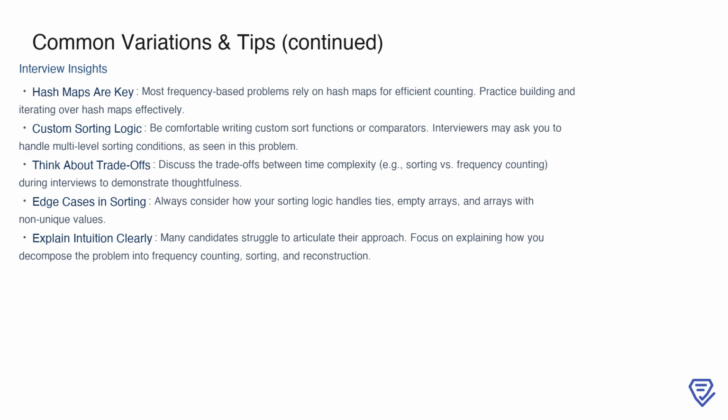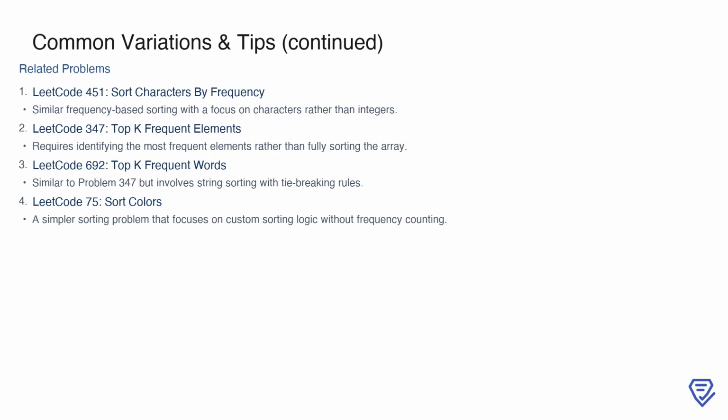Don't forget about edge cases. Always ensure your sorting logic can handle ties, empty arrays, and arrays with non-unique values. Finally, focus on explaining your intuition clearly. Many candidates lose points here, so break the problem into clear steps: frequency counting, sorting, and reconstruction, and articulate your thought process thoroughly. This problem also connects well with several related problems that you might encounter.